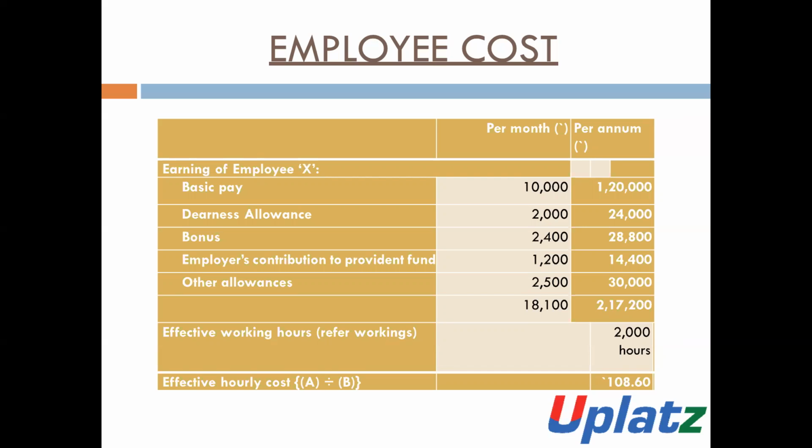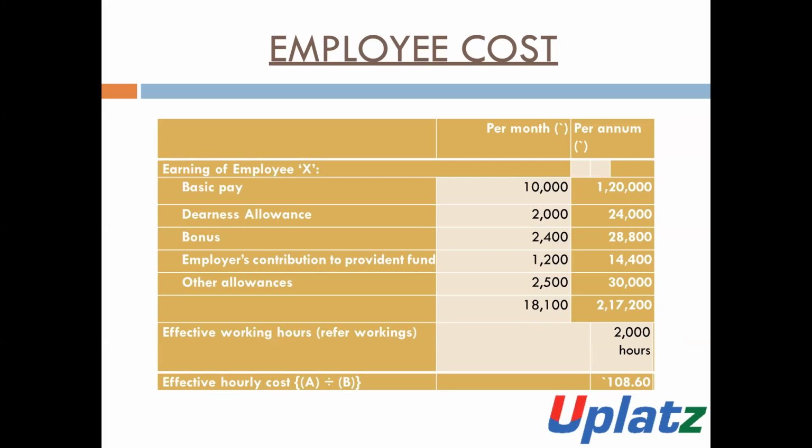Then it is 28,800 per year. And the employer contribution, which is 1,200 rupees per month, is 14,400 rupees per year. And other allowances, which are 2,500 rupees per month, come to 30,000 per annum. Then the total amount of earning per month is 18,100, and for a year it is 2,17,200.